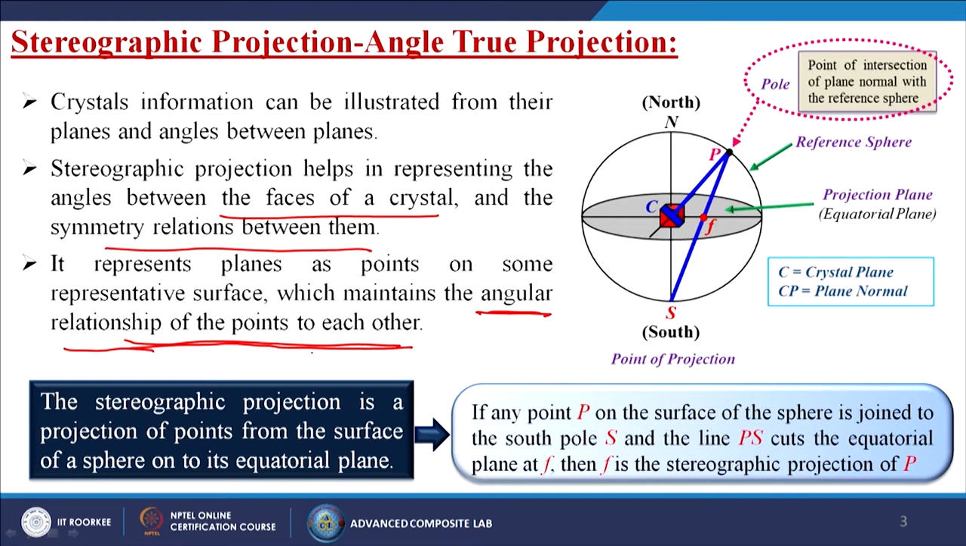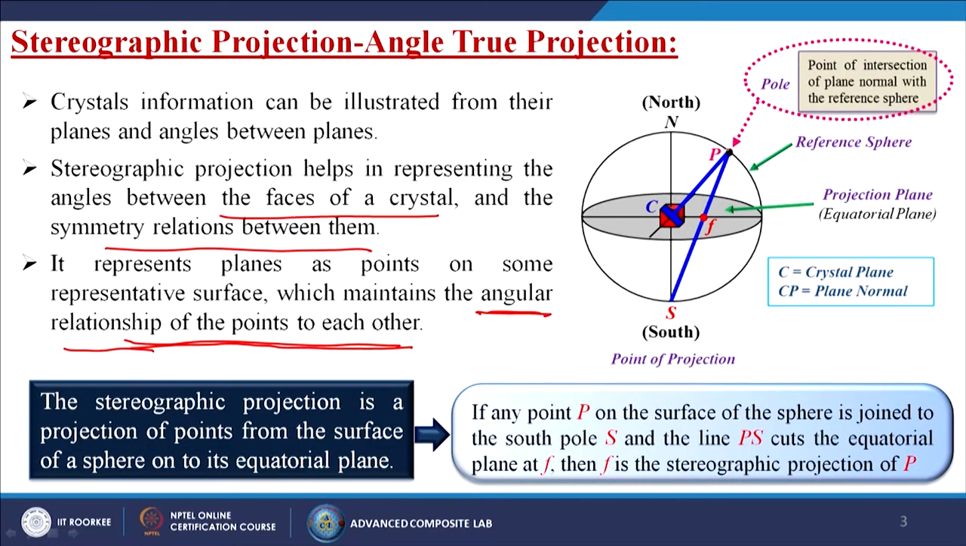Suppose this is the single crystal, and this is the plane. We are assuming that it is confined in a sphere, so the point will lie on the sphere itself. The point where the perpendicular meets the sphere is known as the pole. If we make a line from that pole to either the north or south pole, it intersects the projection plane at the point F. In this case, C is the crystal plane, as I already told, and CP is the plane normal. This is the normal, actually 90 degrees over there. And this is the reference sphere.